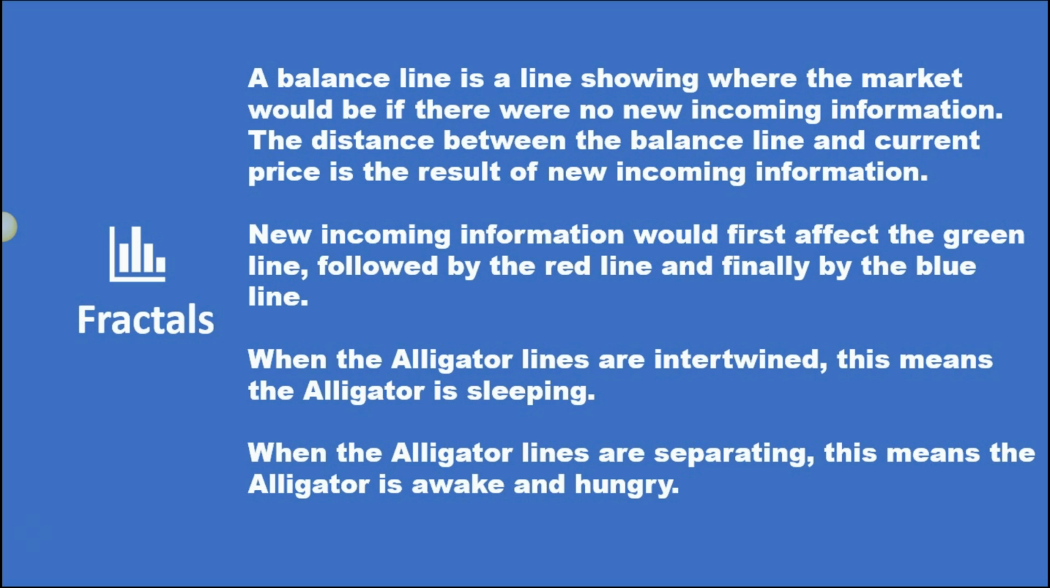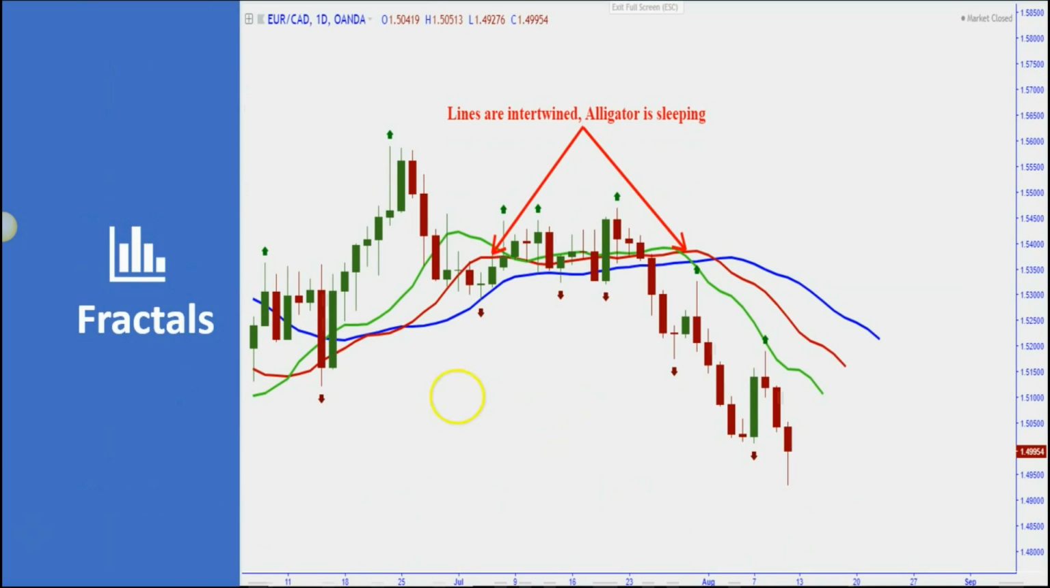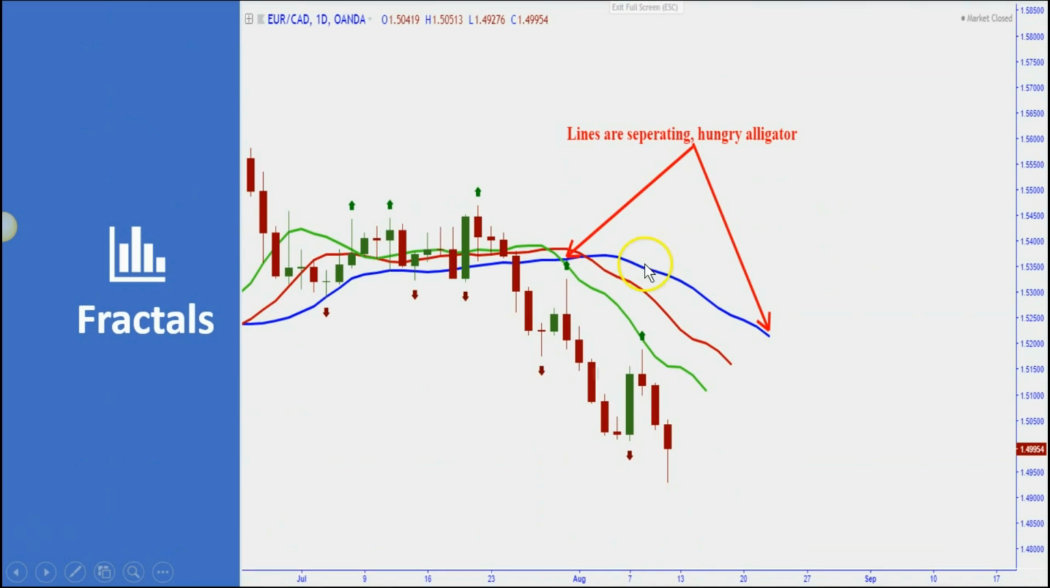When the alligator lines are intertwined, this means the alligator is sleeping. When the alligator lines are separating, this means the alligator is awake and hungry. So here you can see the alligator lines are intertwined and that alligator is fast asleep. And now he wakes up. You can see where the lines separate. And that's when you want to start trading.